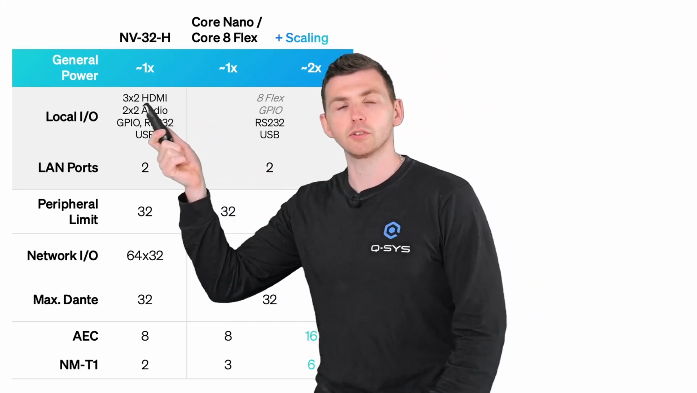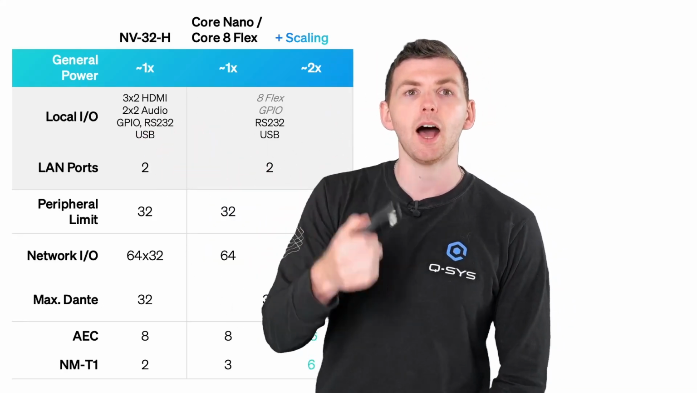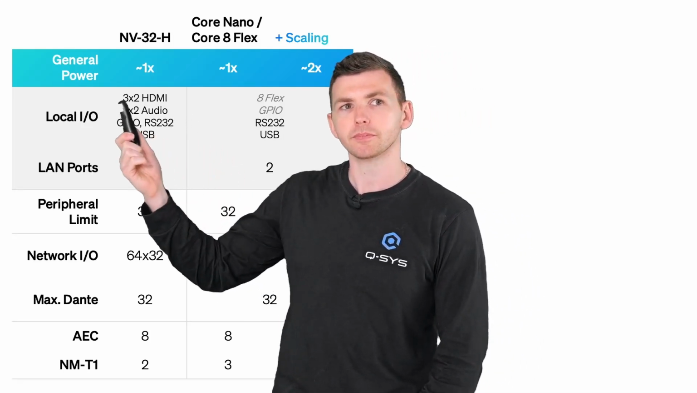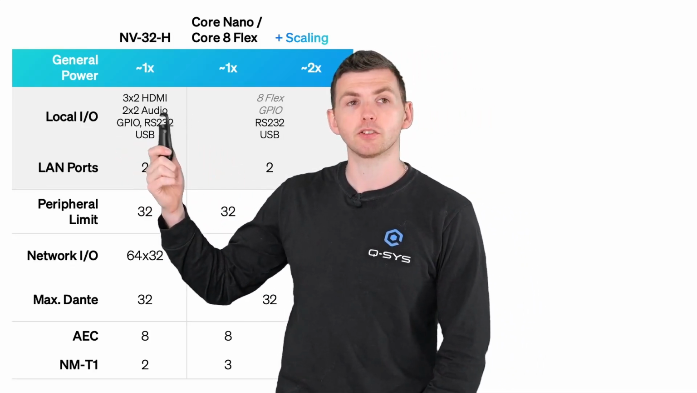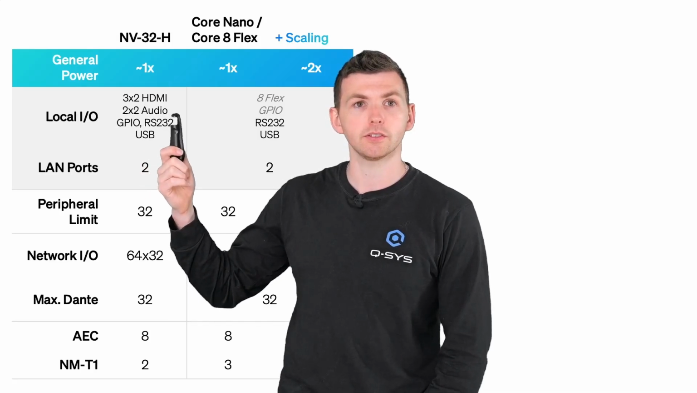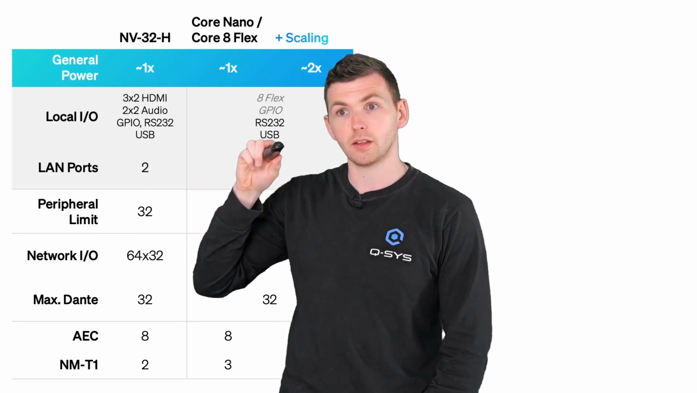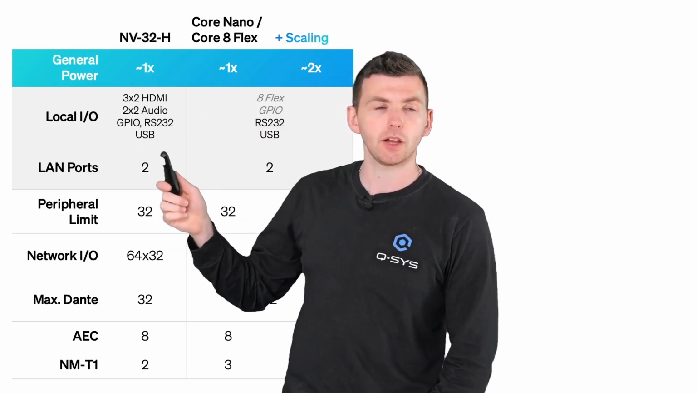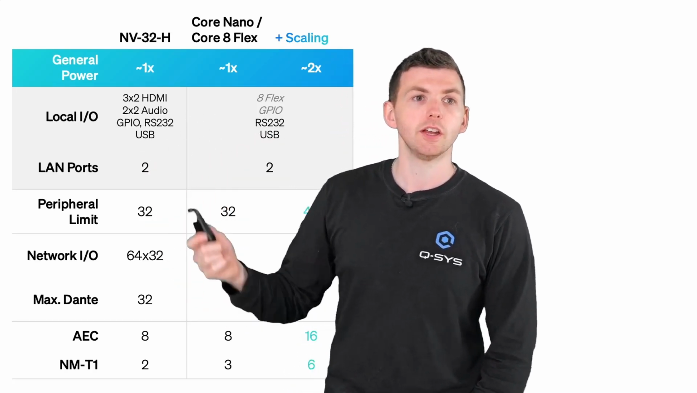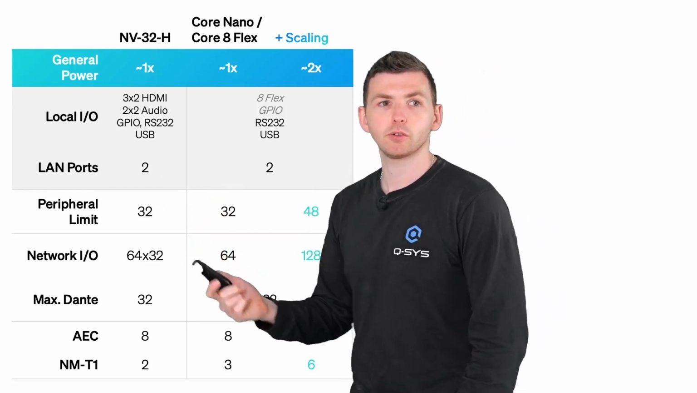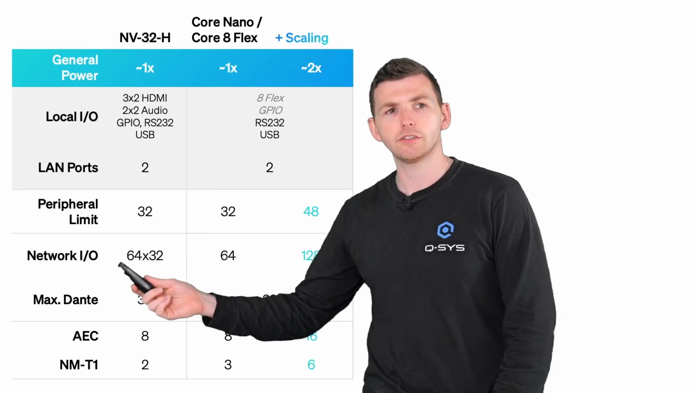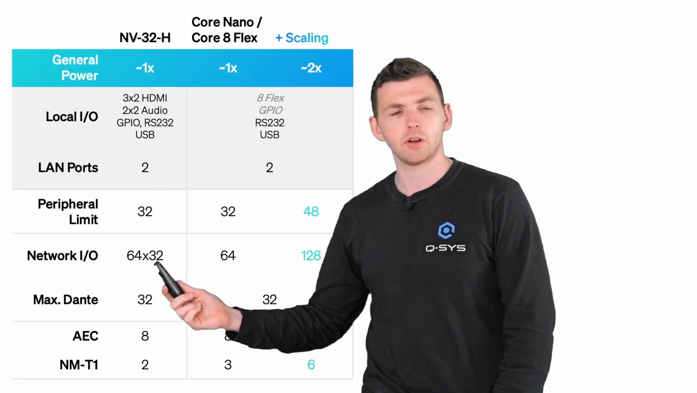By the way, on all of those you can embed and de-embed up to 8 channels of audio at the same time. You've also got the 2x2 analog audio connections, with 2 TRS connections there. GPIO, RS232, USB bridging, 2 LAN ports, same peripheral limit, okay? Slightly less network I/O, so it can do 64 ins but 32 outputs on the network.